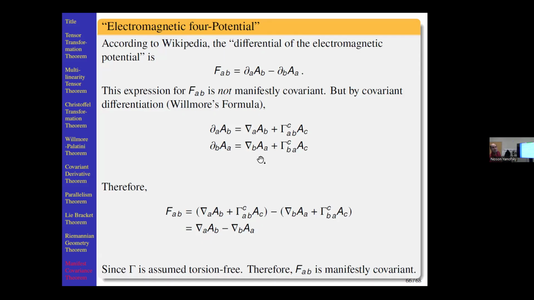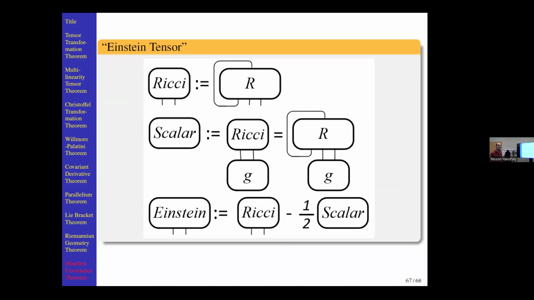Here's one more example: Einstein's curvature tensor, written with my diagram. Essentially, there's one more slide coming, which is to thank you.